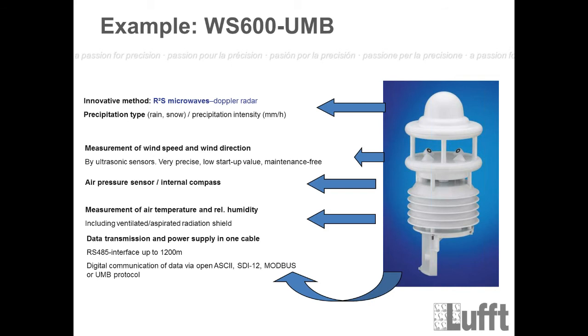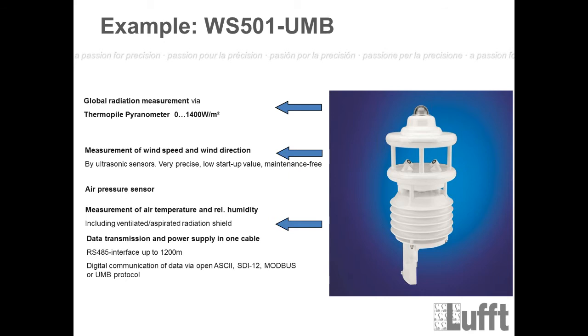Power supply, of course, cannot be extended to 1200 meters because you have the power drop here. So the maximum length for the power supply with this type of wires we normally use for the WS sensor is 40 meters. 40 meters for the power, 1200 meters for the two communication wires. And of course we have these different protocols: ASCII, SDI12, Modbus, and UMB. Alright, so that's it.